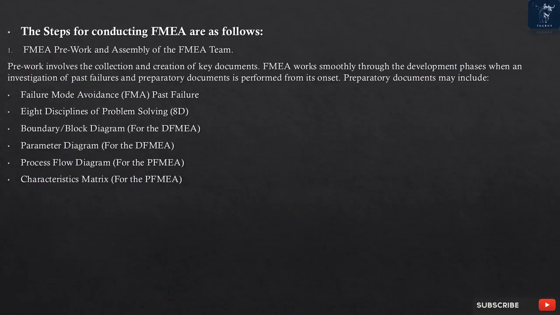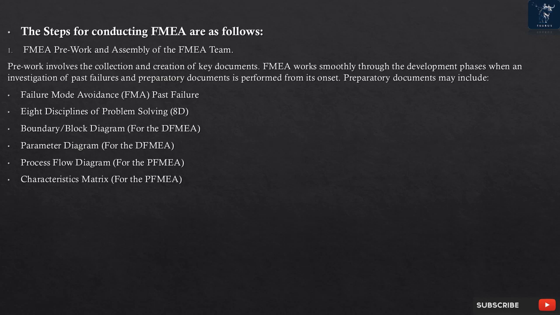The steps for conducting FMEA are as follows. FMEA pre-work and assembly of the FMEA team. Pre-work involves the collection and creation of key documents. FMEA works smoothly through the development phases when an investigation of past failures and preparatory documents is performed from its onset. Preparatory documents may include failure mode avoidance, FMA, past failure.